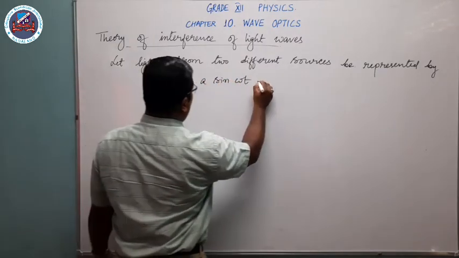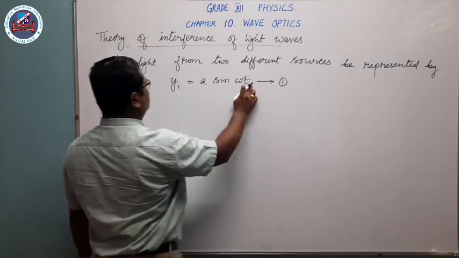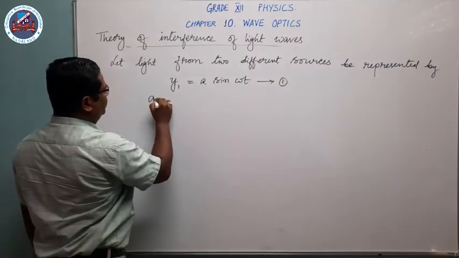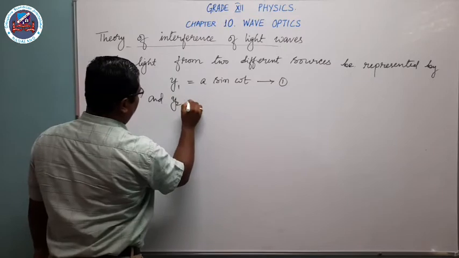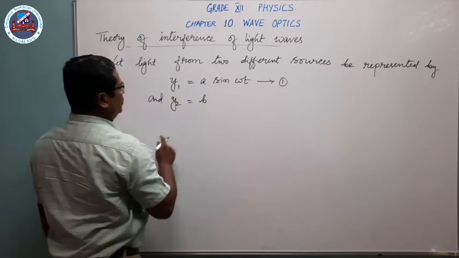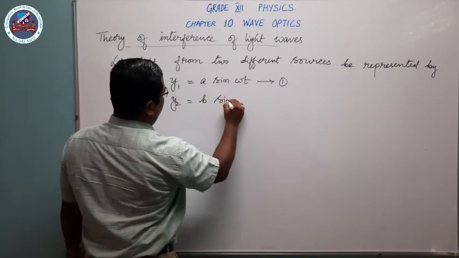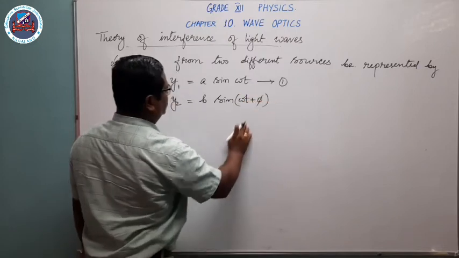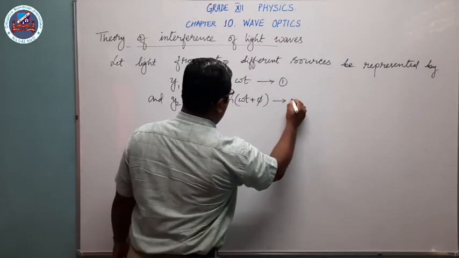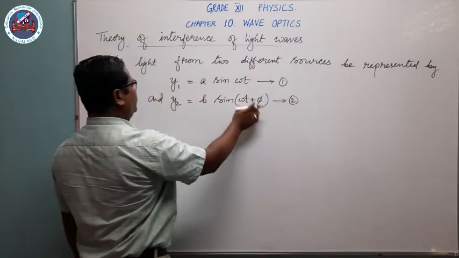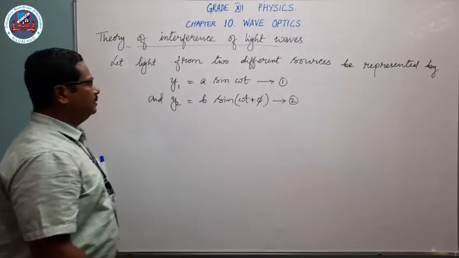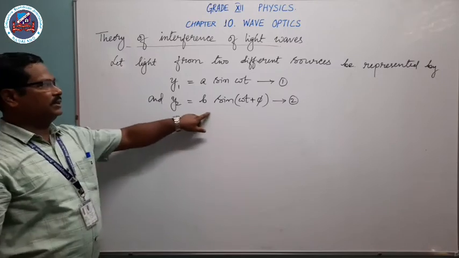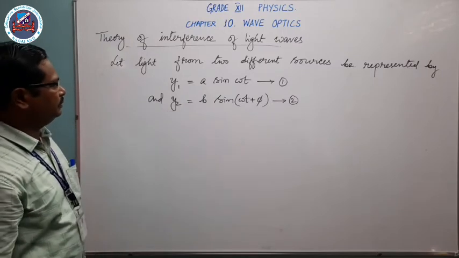This is the equation of wave, all of you know. Here the phase angle is 0. And the second wave, let us take it as y2. Let the amplitude be b, sine omega t plus phi. This is the phase angle. Now the second wave is advanced of the first wave by the phase angle phi. Second wave is leading the first wave.